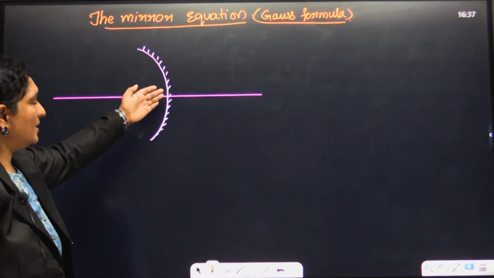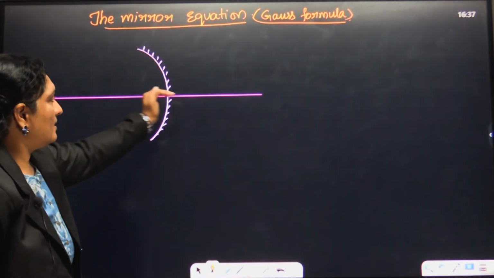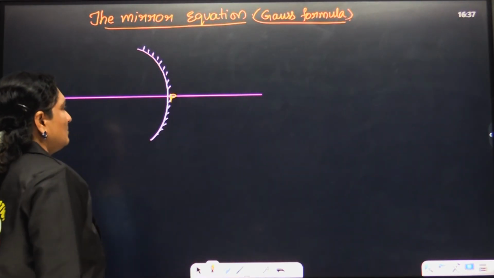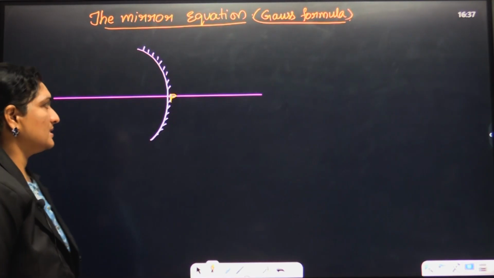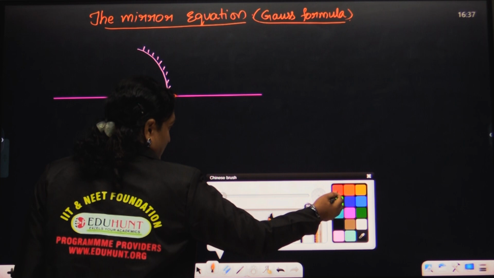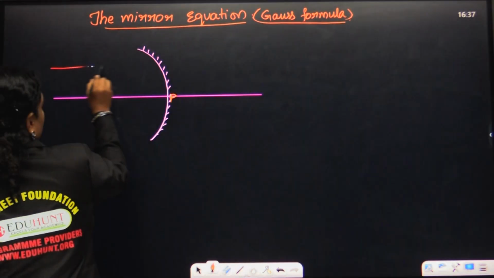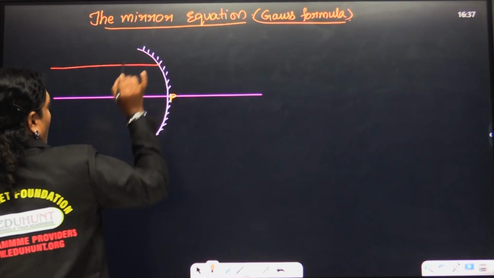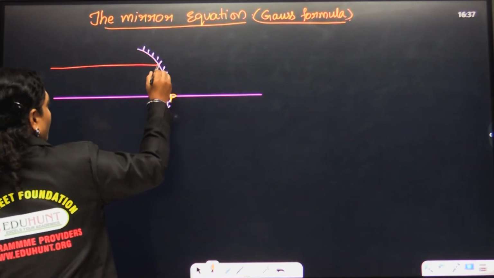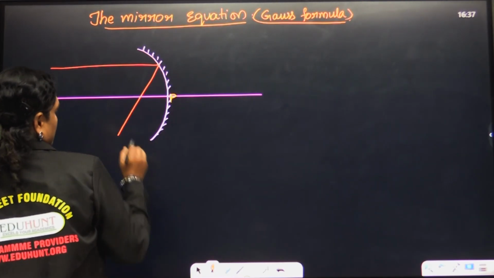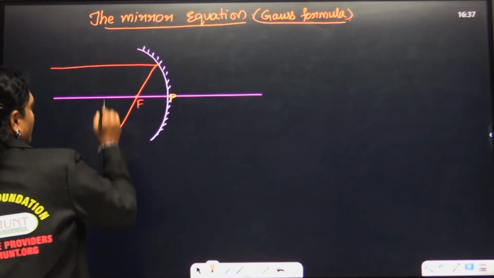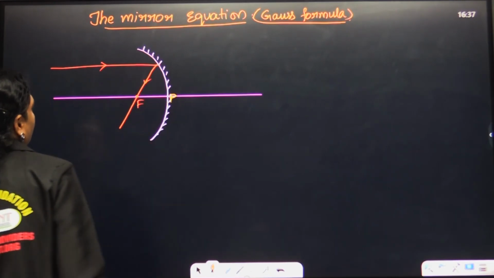Consider a concave mirror. Let P be the pole of this concave mirror and this line be the principal axis. Any line that is sent parallel to the principal axis, after reflection from the mirror, will reflect back and meet the principal axis at a point F.